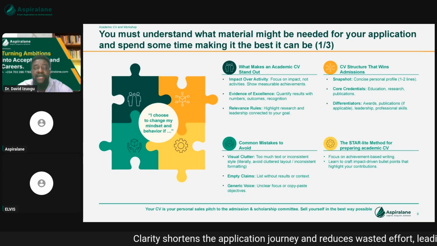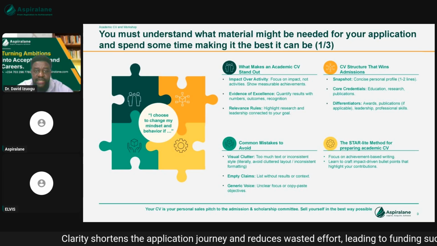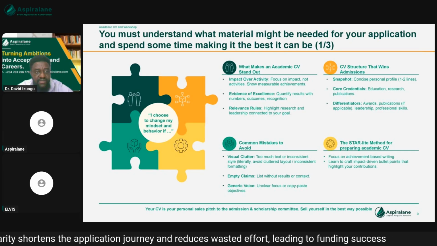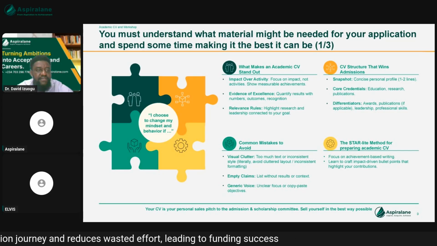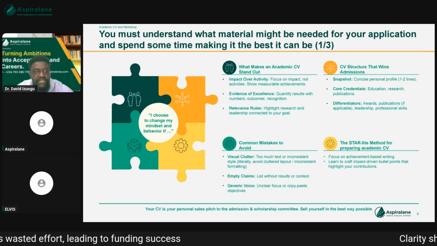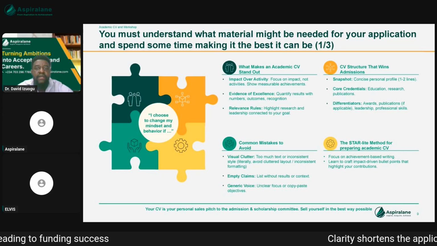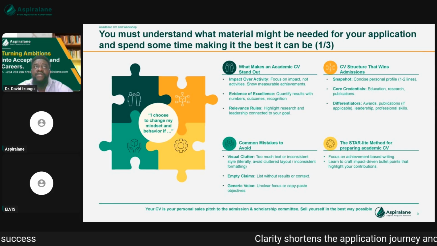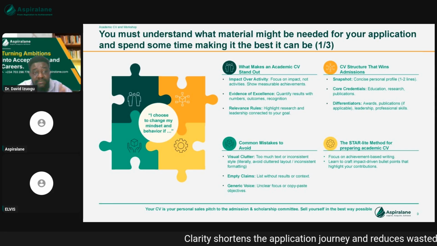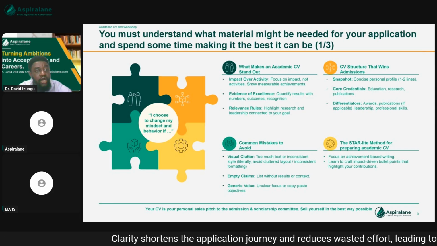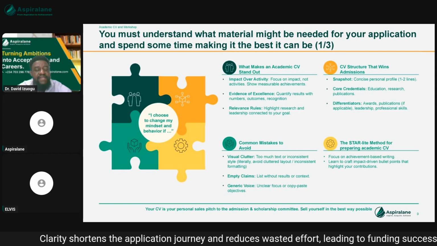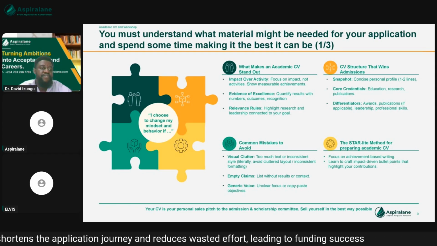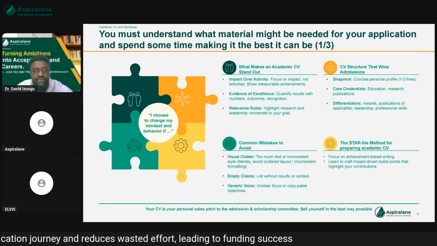Because you are applying for a graduate program, whether it's a PhD or a master's, this is an academic CV that you are going to be using, not a job CV. So you want to make sure that, one, your academic excellence comes first, and then that you back it up with your professional qualification.